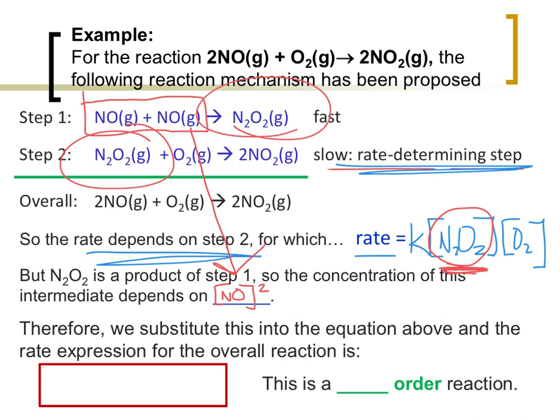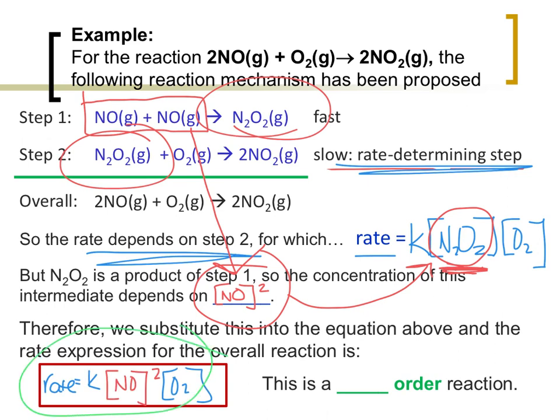So now it's a matter of simple substitution. Since the N2O2 is dependent on the NO squared, we're going to plug in the NO squared in place of the N2O2. So here we have our final rate law. Plugging in the NO squared for the N2O2 gives rate equals k times the NO squared times the O2. To get the overall order of the reaction, we're going to add together the second order from the NO and the first order from the O2 for a total third order reaction altogether.